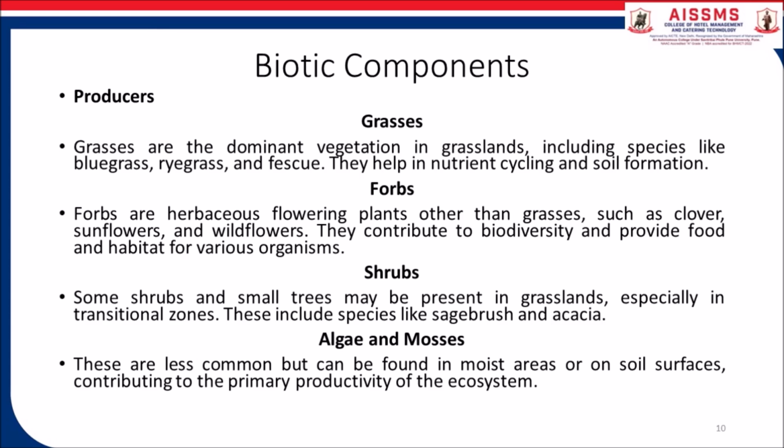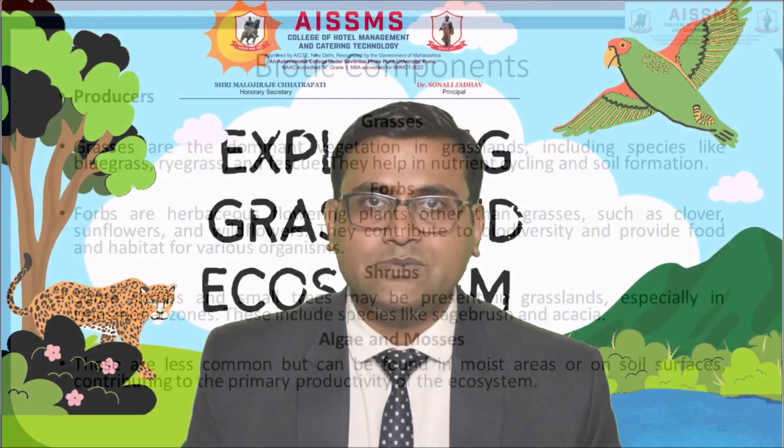Next will be shrubs. Though it is not in much dominant variety, some shrubs and small trees may be present in grassland, especially in transitional zones. These include species like sagebrush and acacia. Next will be algae and mosses. These are very less common but can be found in moist areas due to their nature, which will emerge on the soil surface. It contributes to the primary productivity of the ecosystem.